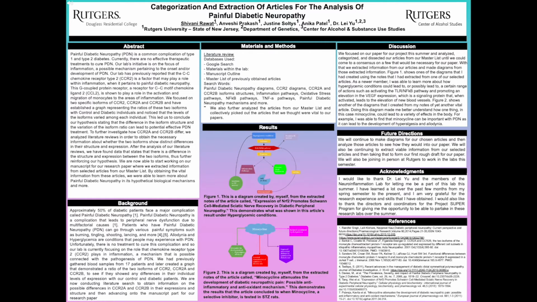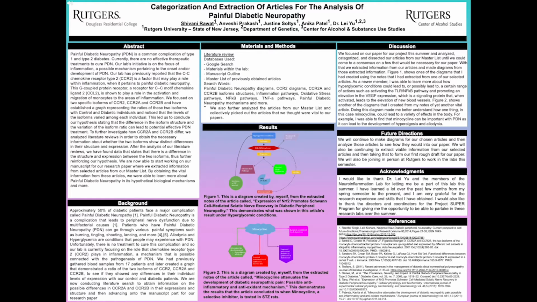With that, we are mainly looking at CCR2, which is a chemokine receptor type 2 that could play an important role within inflammation when it pertains to PDN. This G-coupled protein receptor, a receptor for CCL2, is shown to play a role in the activation and migration of monocytes to the areas of inflammation. We are focusing on currently two isoforms of CCR2, these being CCR2A and CCR2B.